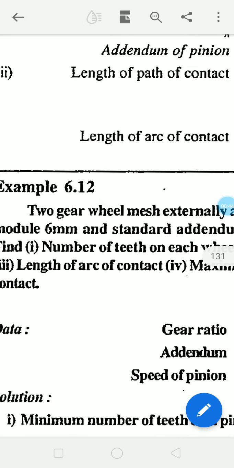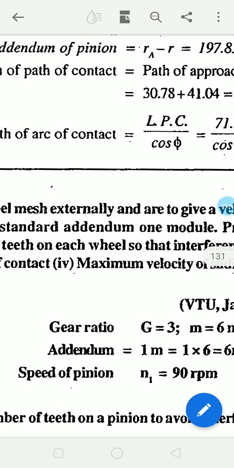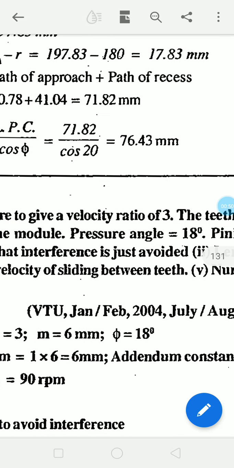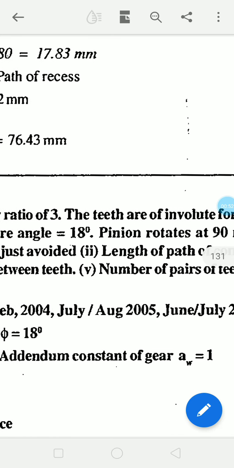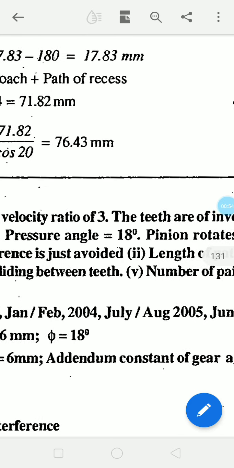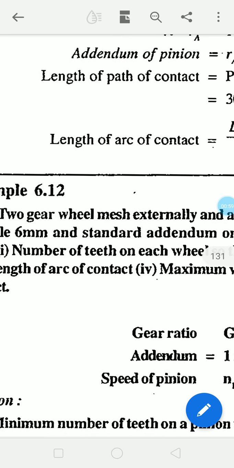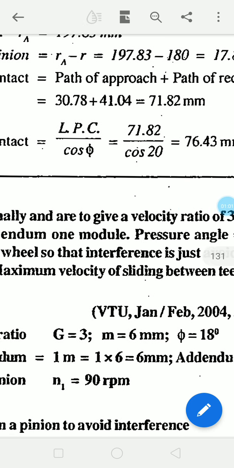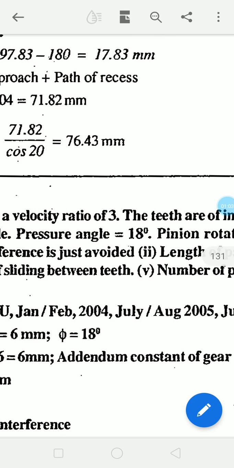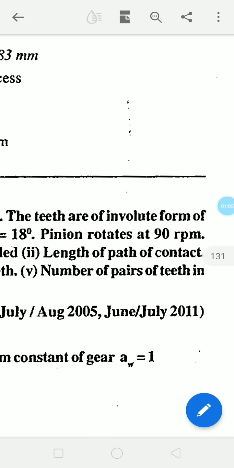Example number 6.12. Two gear wheels mesh externally and are to give a velocity ratio of 3. The teeth are of involute form of module 6 mm and standard addendum 1 module. Pressure angle equal to 18 degrees. Pinion rotates at 90 rpm.